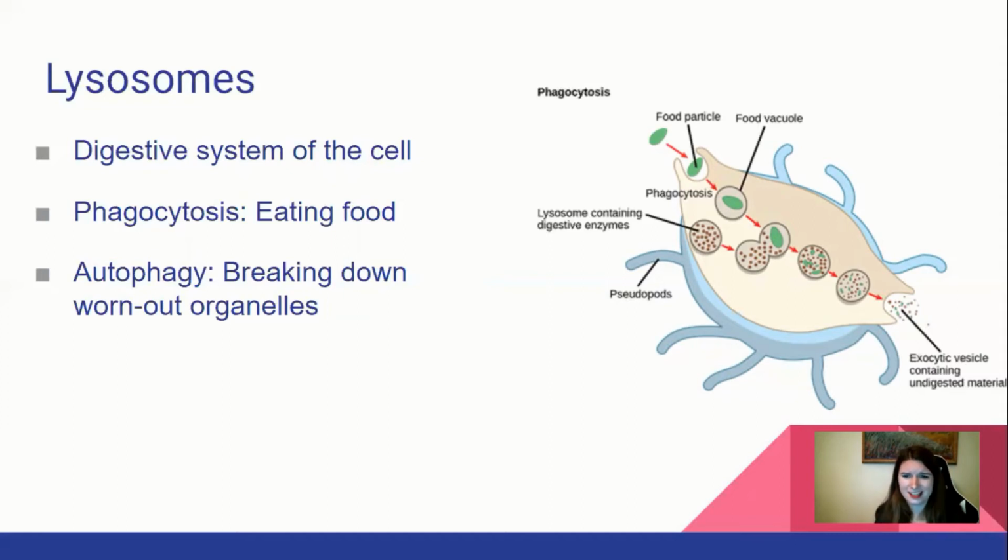It's like if we want to reuse the parts from one of our other organelles, we don't want to waste our phospholipids or something. A lysosome can break down those organelles so that we can reuse those molecules for something else.